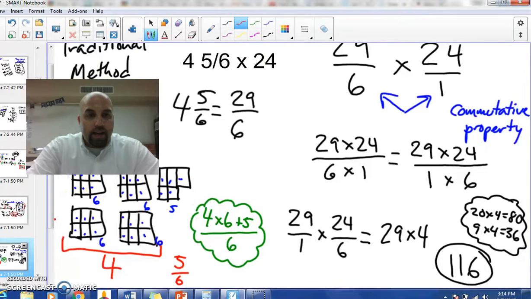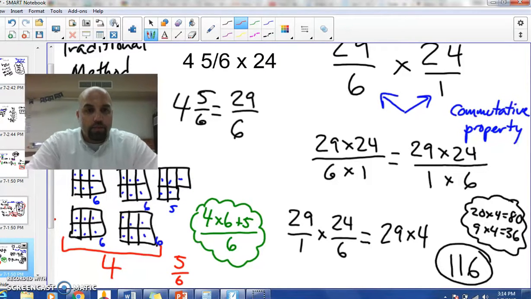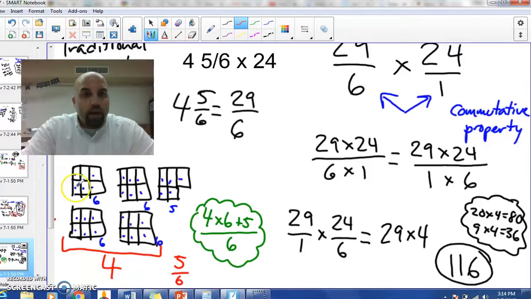But if I divide each one of these wholes into 6 pieces, you'll see that 1, 2, 3, 4, 5, 6. Each whole has 6, so I've got 6 here, 6 here, 6 here, and 6 here. Or 4 times 6 for 24. And then I have those additional 5 over there. So really, why is it 29/6? It's because in 1 whole there are 6. So in 4 wholes, there are 24. And then I've got an additional 5. So that's 29/6.